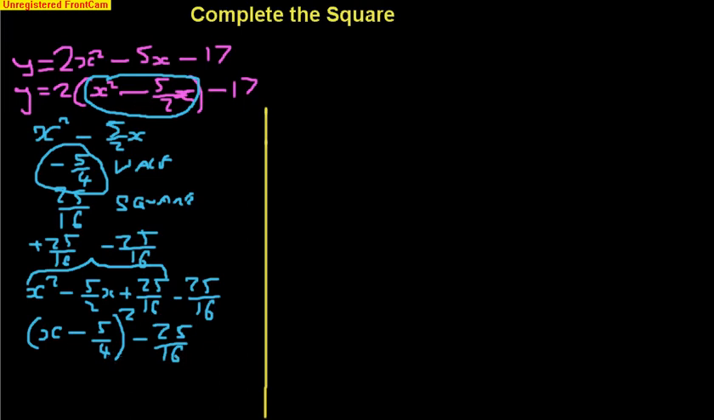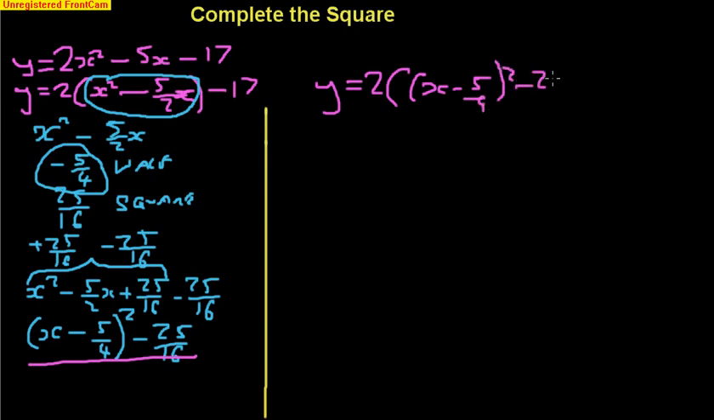Now let's go back to where we were before. What we now have is that y equals, the 2 stays where it was before, but this time on the inside, instead of those 2, I'm going to put all of my completed the square method. So I'm now going to get x minus 5 on 4 squared minus 25 on 16. And that's all within the bracket, and I've still got my minus 17 stuck on the outside end.